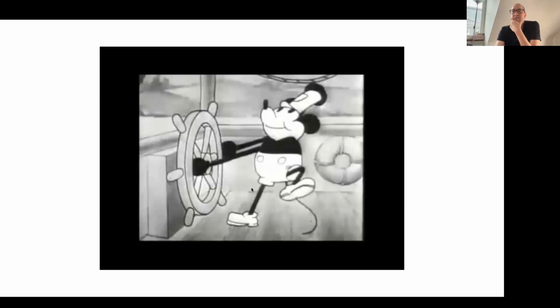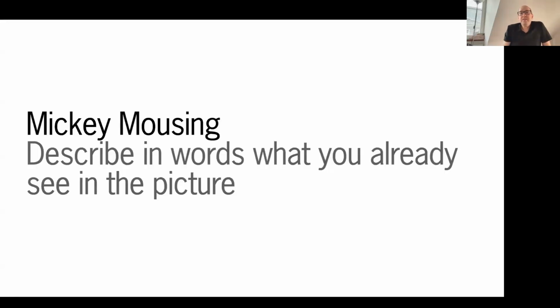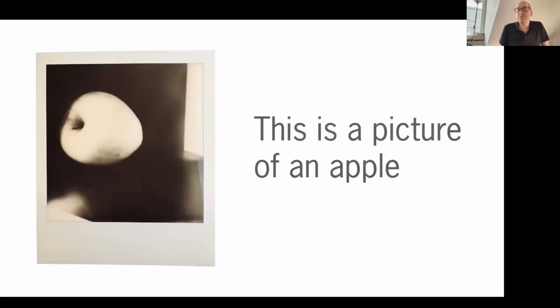One of these relationships is what people call Mickey Mousing. Mickey Mousing comes from the original Steamboat Willie, which was the first animated movie by Walt Disney, with a soundtrack by Max Steiner. The idea of Mickey Mousing is that the music set to the moving pictures is used to reinforce an action by mimicking its rhythm exactly. So when you see Mickey Mouse tiptoeing around the boat, you can hear this tiptoeing repeated in the sound that accompanies it. And in the relationship between text and images, Mickey Mousing is often used to say that we're describing in words what you already see in the picture. So kind of a doubling.